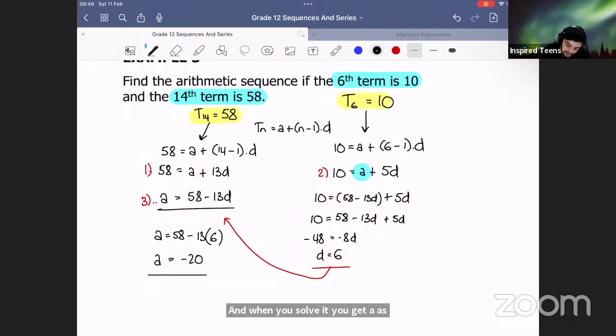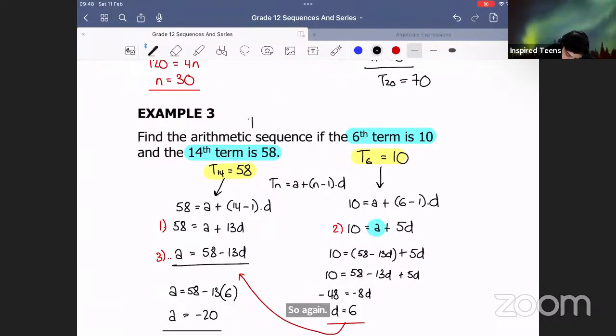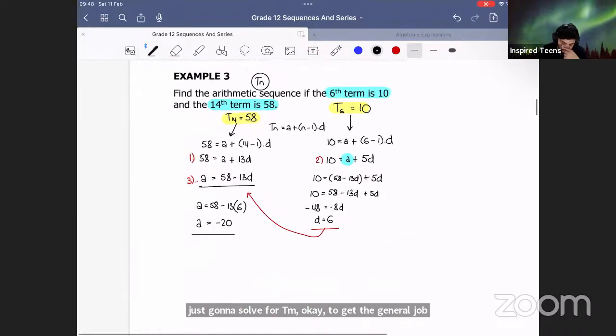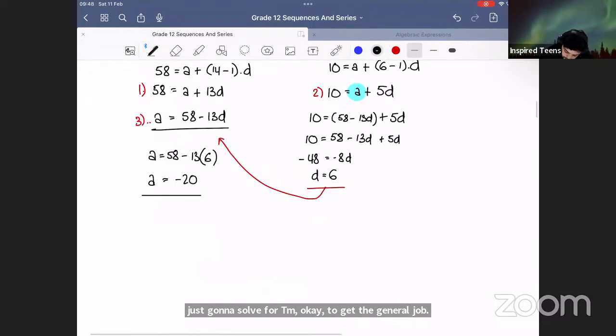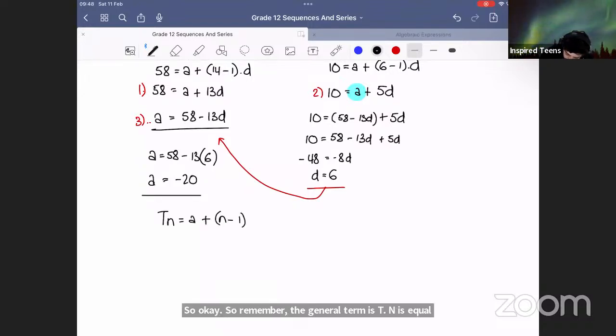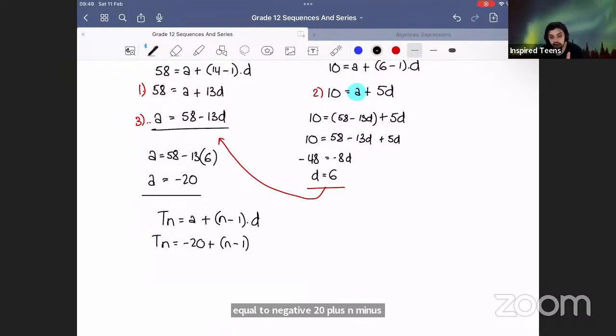So again, we're not done. We've just found D and we found A. They want us to find the arithmetic sequence, so we're going to solve for Tn. They want us to find the first three terms, but we're simply going to solve for Tn, to get the general term. So remember the general term is Tn is equal to A plus n minus 1 times the difference. So here the general term is going to be equal to negative 20 plus n minus 1 times 6. Whenever we're solving for the general term, we don't need to substitute anything for n.